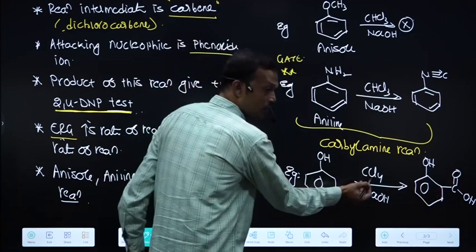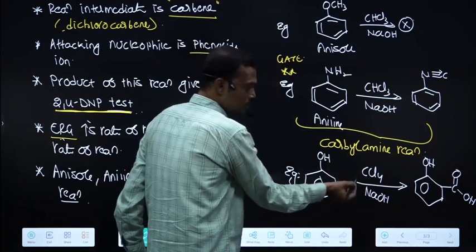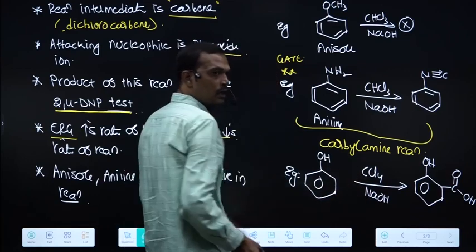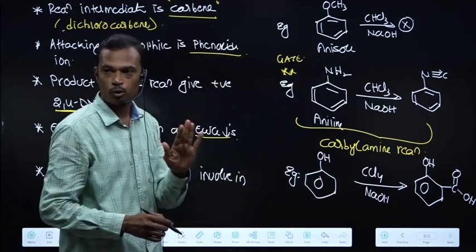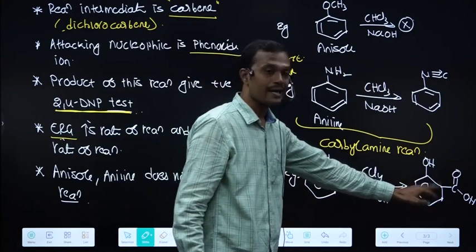Okay, be careful. I am not writing CHCl3, I am writing CCl4, or CBr4. You can take any one. Carbon bearing 4 chlorines or 4 bromines under alkali medium will give salicylic acid.